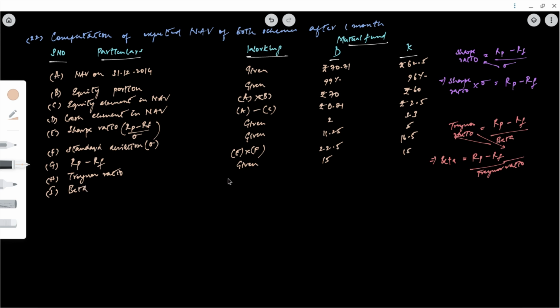Beta is Rp minus Rf, that is G, divided by Treynor ratio, that is H. So 22.5 by 15, it is 1.5. And in the next case it is 16.5 by 15. That is 1.1. Right?